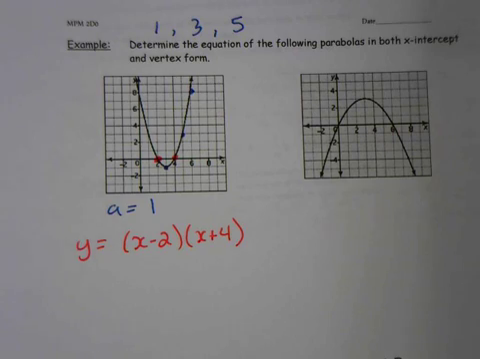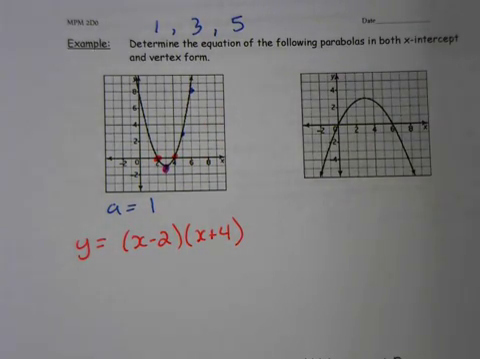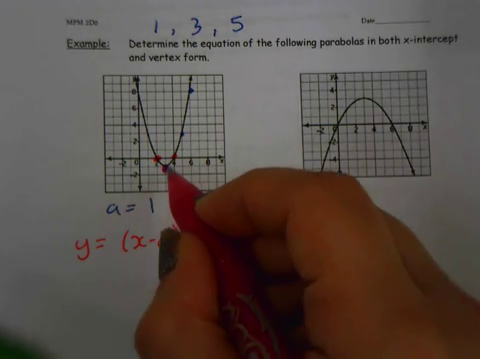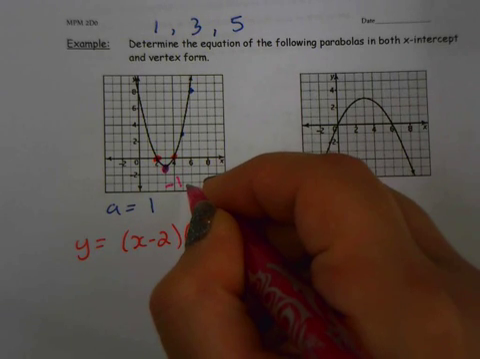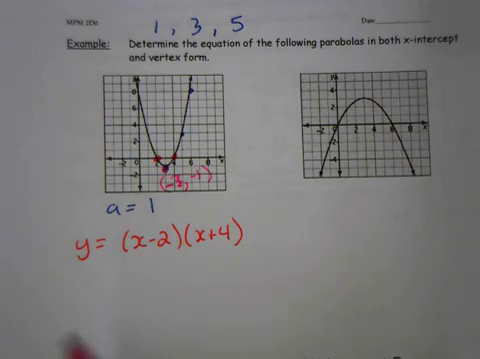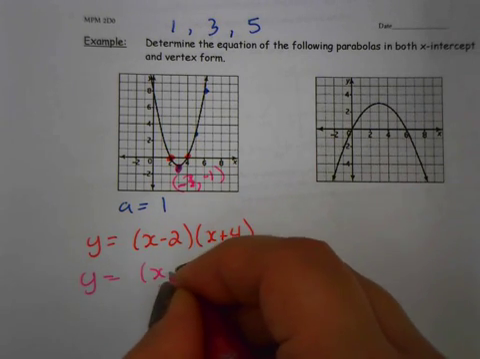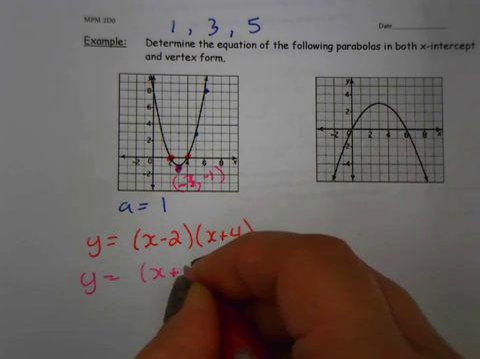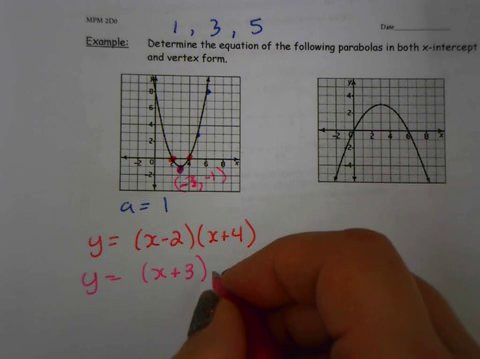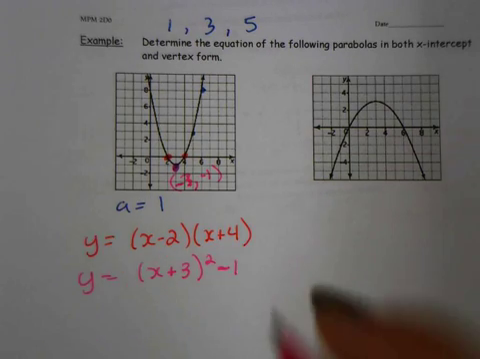To write this in vertex form, again, the a is going to be the same. I just need to look at my vertex. My vertex is -3, -1. So y equals, again, don't need the 1, x plus 3 squared minus 1.